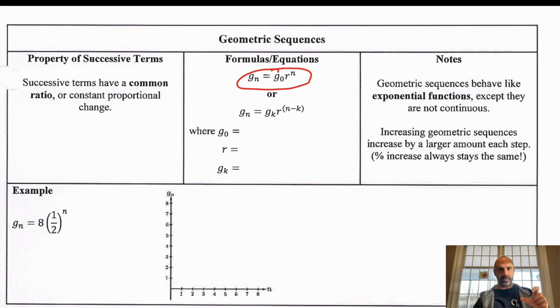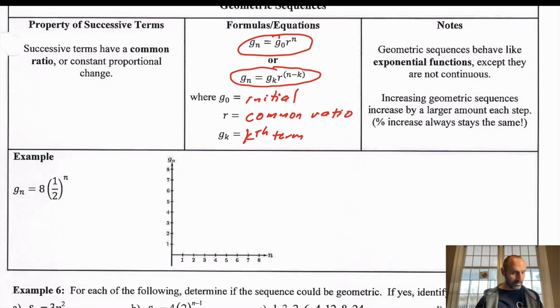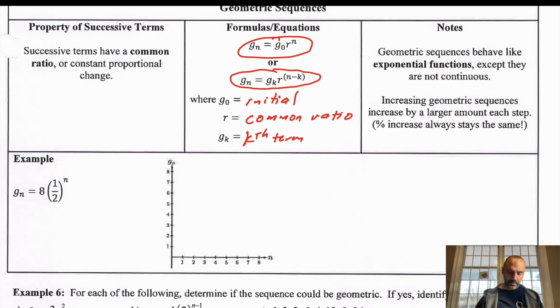That's when we have the initial value, but we don't always have the initial value. So just like in the arithmetic sequences, this other expression is very useful, where r is the common ratio. It serves the same function as d in the arithmetic sequences, and k is the kth term of the sequence.